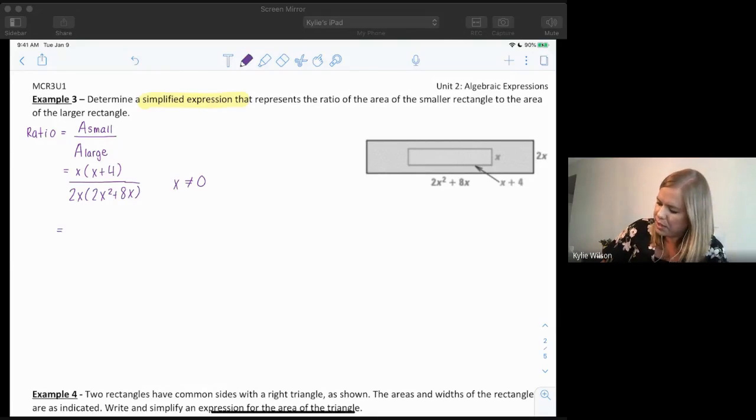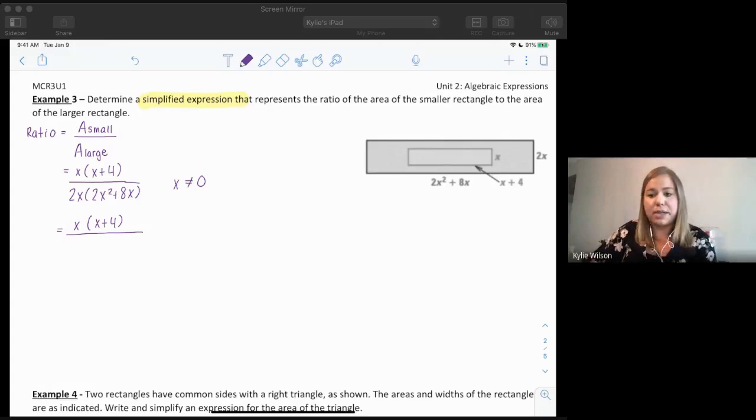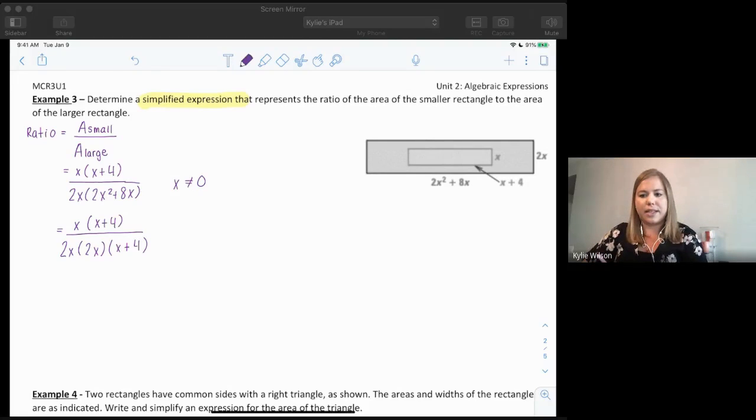So now let's see if there's anything else we can factor. The numerator we can't factor anymore, so we'll just leave that. And in the denominator, I can factor some stuff out of here. Let's factor as much as we can out of there. So we'll have 2x times, we can factor a 2x out of there, and we're left with x plus 4, like this.